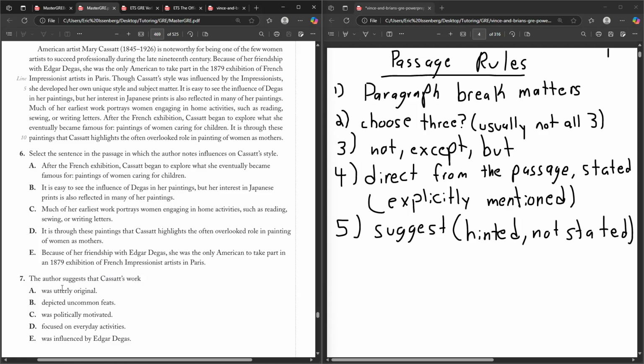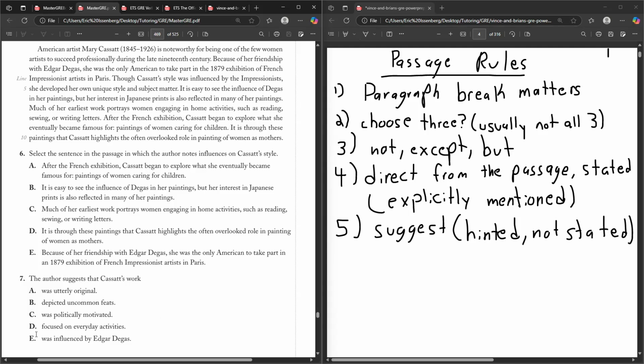So, that she was utterly original. Well, utterly means absolute, or very, emphasized original. I mean, maybe she is. At least her subject matter is, and we'll come back to that. But, it's easy to see her influences from Degas and Japanese print. So maybe she's not utterly original. She depicts uncommon feats? It's quite the opposite, actually. Kind of focused on everyday activities and women taking care of children. Was politically motivated? Certainly not that. Maybe there, in retrospect, were political tones to it, but certainly not during the time. Again, she focused on the women taking care of children or women as mothers.